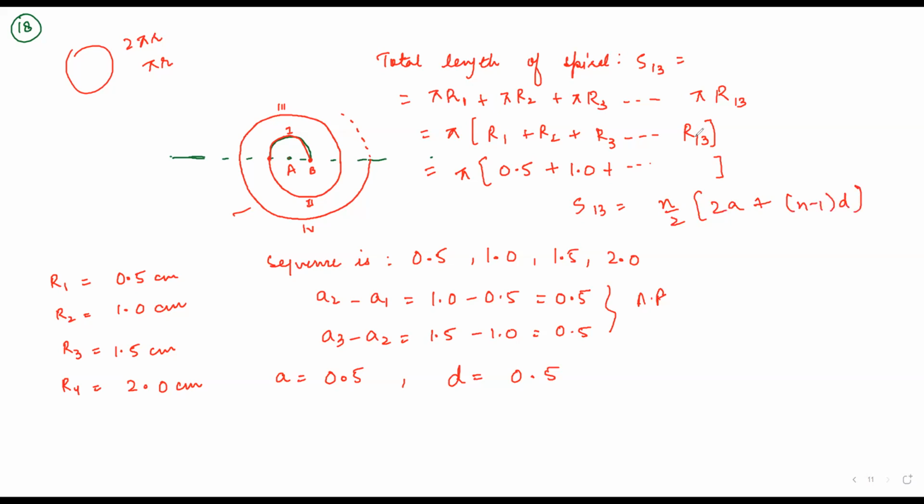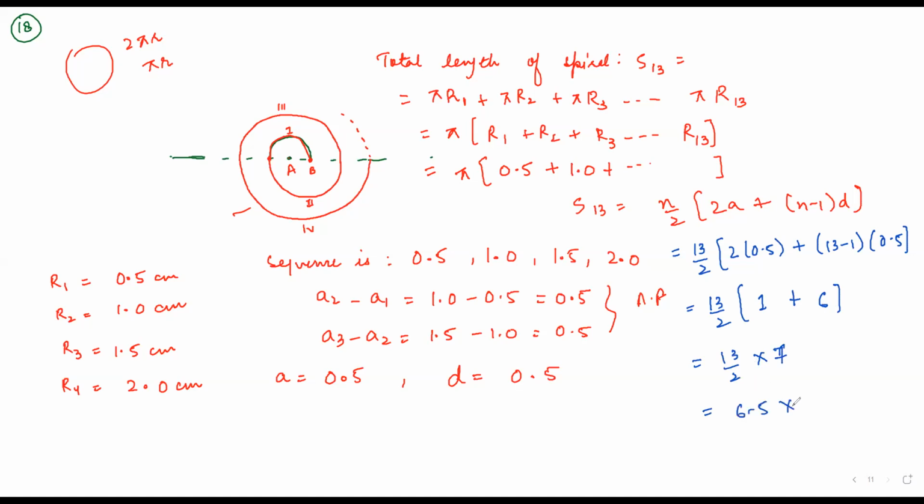So put the values here. This will be 13 divided by 2 into 2 into a, which is 0.5, plus 13 minus 1 into d, which is also 0.5. So just solve it. So 13 divided by 2, this is 0.5 into 2 will become 1, plus 12 into 0.5. That means half of it, 6. So 13 divided by 2 into 7. So 13 by 2 is like 6.5 into 7. Now multiply. So 6 into 5 is 35. Carry 3. Then 7 into 6 is 42. Then 45.5.